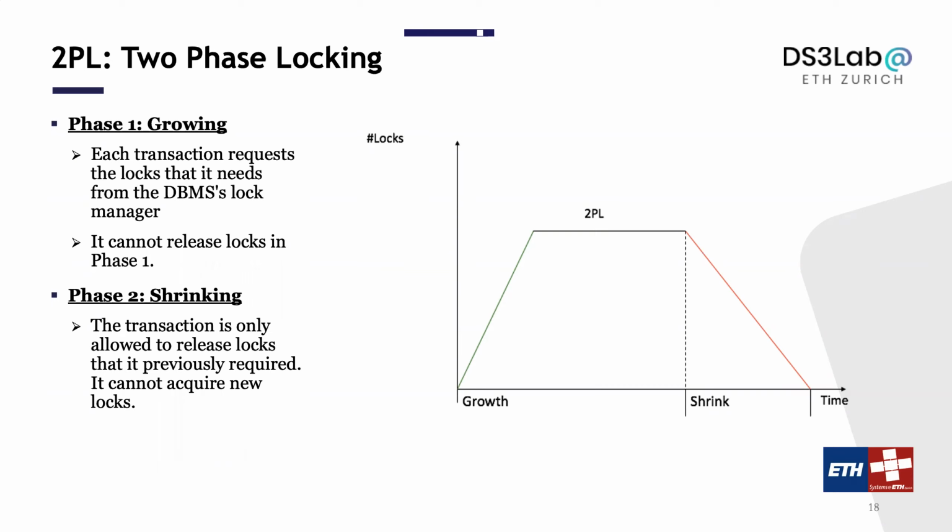So the second phase is the shrinking phase, meaning that the transaction can only release locks, but it cannot request new locks from the lock manager. If you look at the number of locks that each transaction holds over time, you can see in the growing phase, you monotonically increase the number of locks you have. In the shrinking phase, you monotonically decrease the number of locks you have.